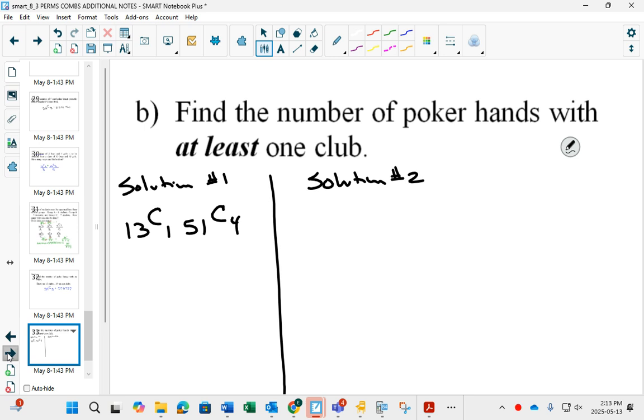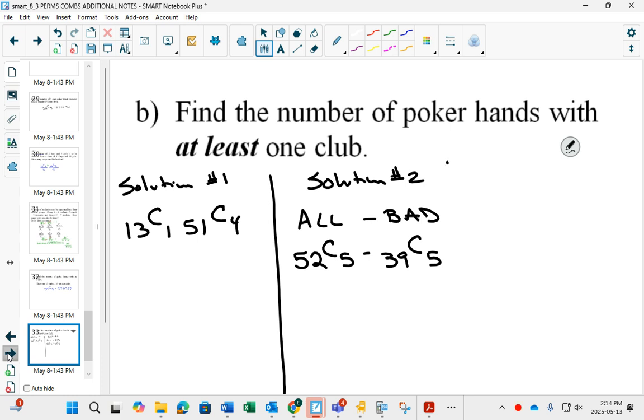I want to have at least one club, so I think I'll use the knot strategy. The knot strategy says if I count all the poker hands and subtract the bad ones, I'll be left with the good ones. Well, all of them was 52 choose 5. We figured that out earlier. The bad ones would be the ones without any clubs, which was 39 choose 5. So if I subtract the 39 choose 5, which is all of the poker hands without clubs, what would be left is all the poker hands with at least one club.